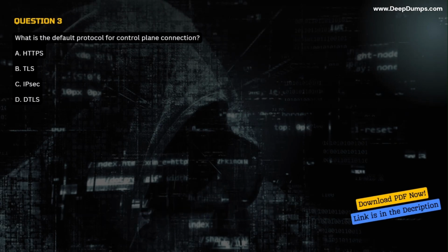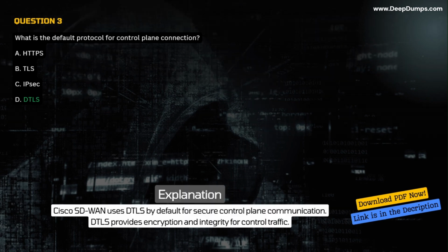Question 3. What is the default protocol for control plane connection? A. HTTPS. B. TLS. C. IPsec. D. DTLS. Correct answer D. DTLS. Explanation. Cisco SD-WAN uses DTLS by default for secure control plane communication. DTLS provides encryption and integrity for control traffic.